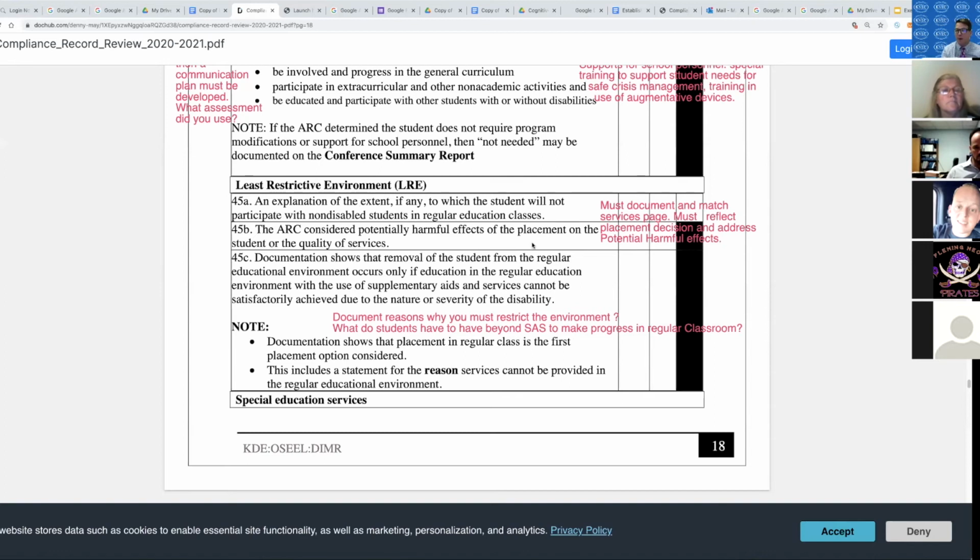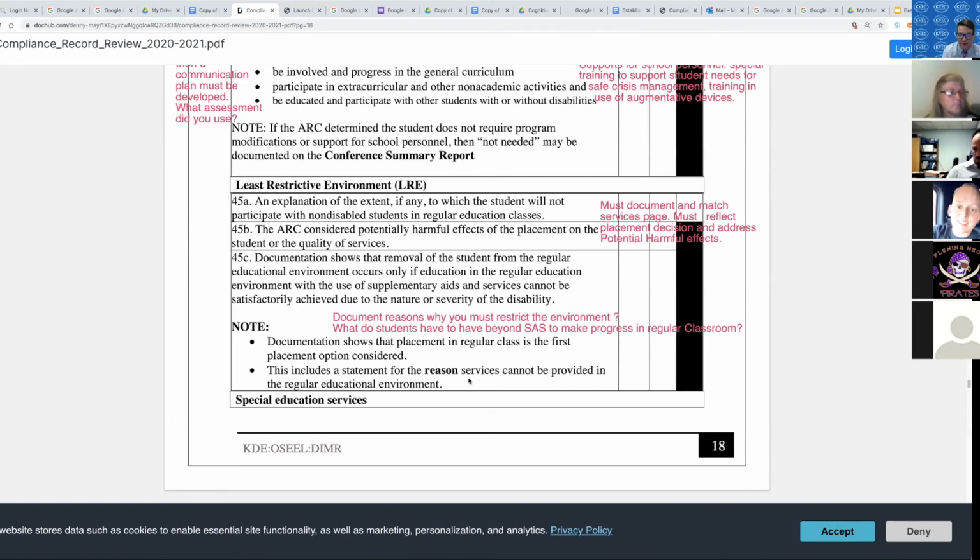Now, it's perfectly okay to check the box on potential harmful effects if there's not going to be any potential harmful effects. But the more restricted, the more potential for harmful effects. So document the reasons why you must restrict the environment in 45C. What do the students have to have beyond supplementary aids and services to make progress in the regular classroom? Okay, so the reasons. What are the reasons? And that goes back to that continuum of placement options.